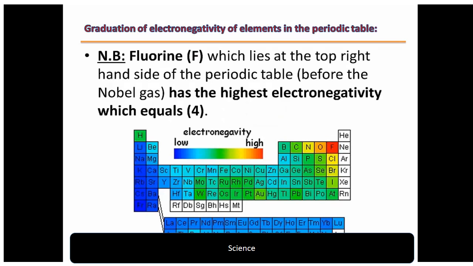According to the previous information, we can conclude that fluorine is the highest element in electronegativity. This is because it lies at the top right hand side of the periodic table just before noble gases. So fluorine has the highest electronegativity, which is equal to 4.